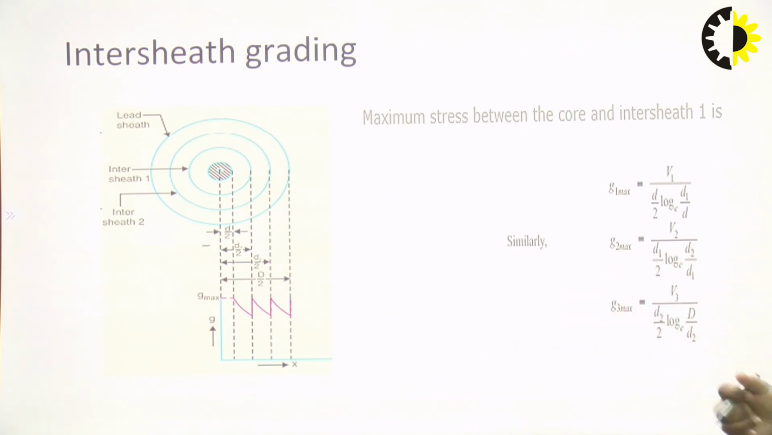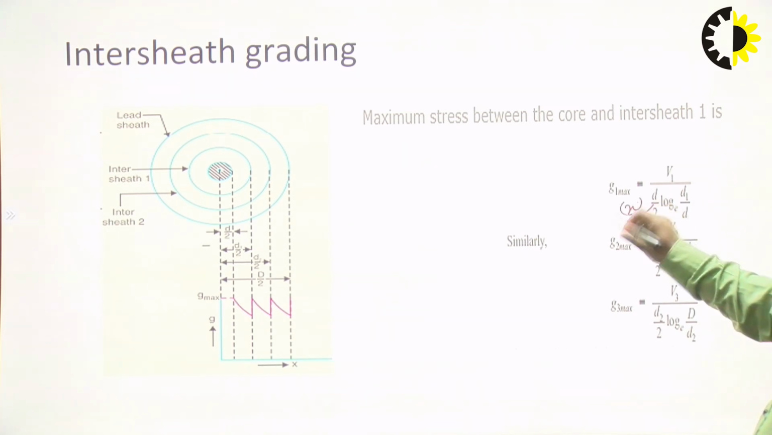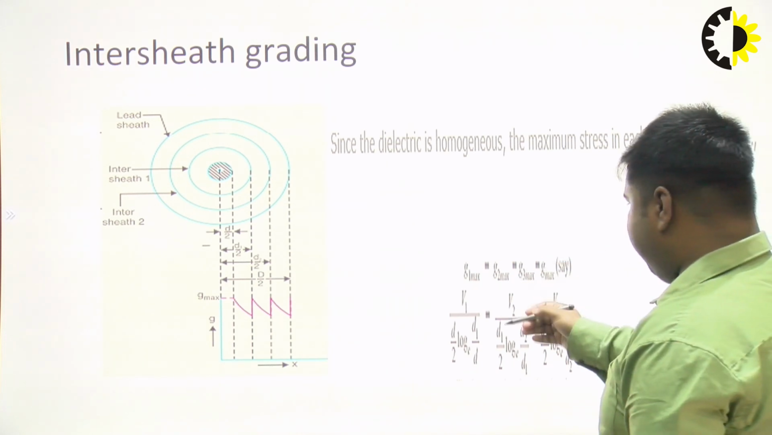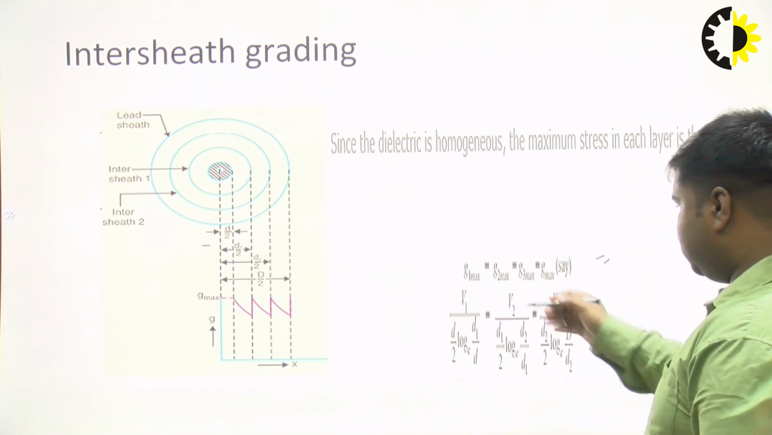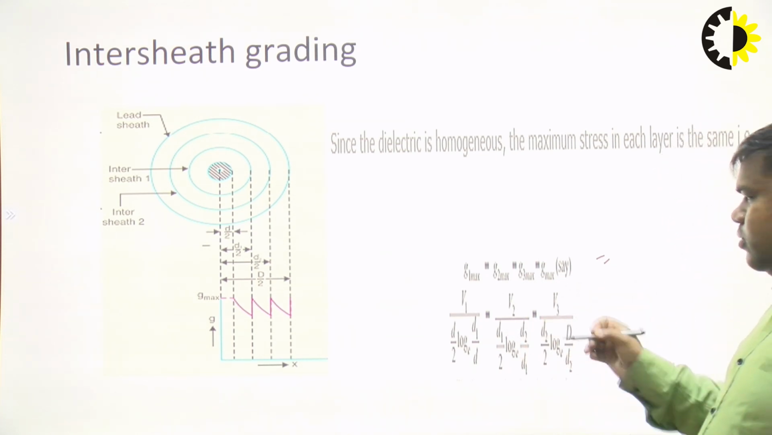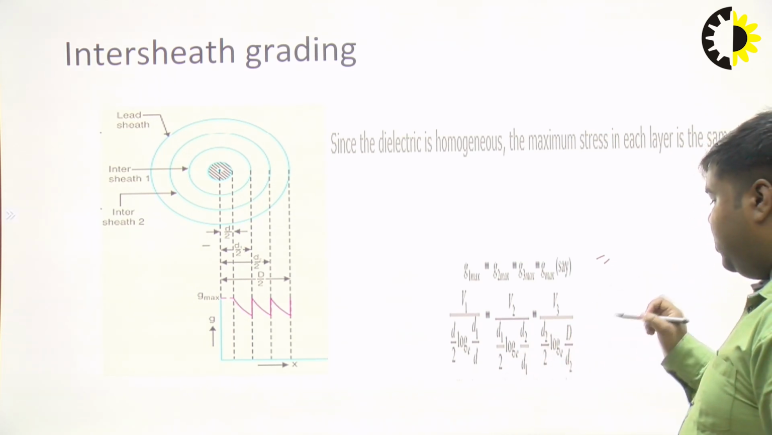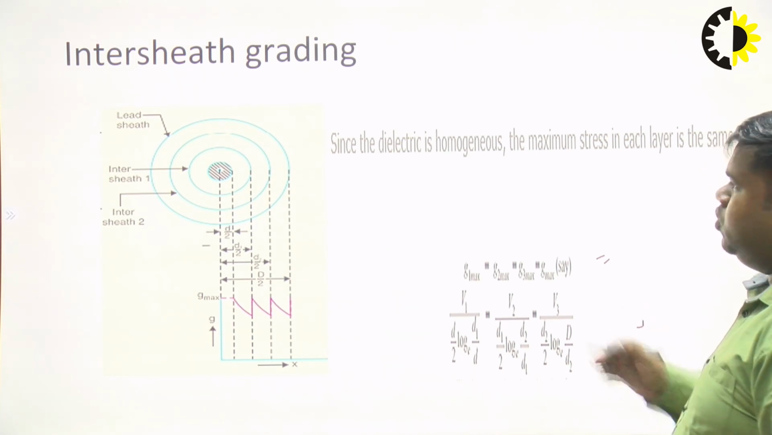So in intersheet grading, G1 max equals V1 divided by d by 2 times logarithm d1 by d, and G2 max similarly is V2 by d1 by 2 times logarithm d2 by d1, and G3 max equals V3 by d2 by 2 times logarithm capital D by d2. So G1 max equals G2 max equals G3 max equals G max. So V1 by d by 2 logarithm d1 by d equals V2 by d1 by 2 logarithm d2 by d1 equals V3 by d2 by 2 logarithm capital D by d2.